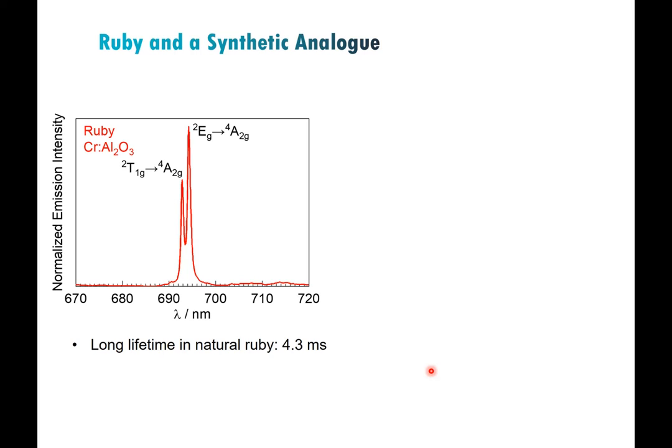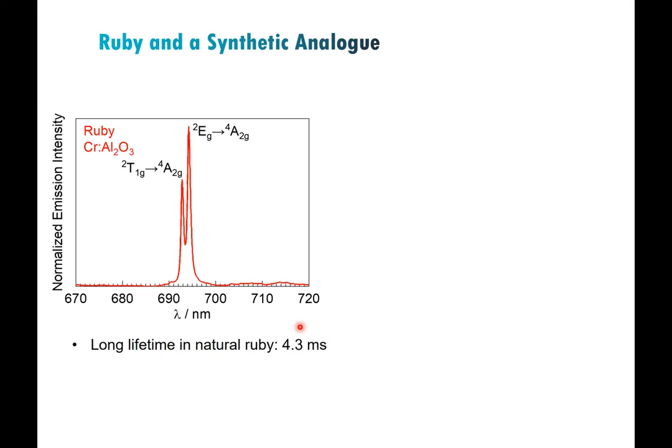It's very sharp because it's a solid state material. We'll talk about another class of solid state materials a little bit later. So you don't have solvent causing line broadening as you do when you study things in solution. You don't have any vibronic structure or any charge transfer states involving ligands. So you get very sharp bands in ruby. And again, there's two of them because there's two doublet excited states that are close together that both decay to the quartet ground state. And natural ruby has an exceptionally long lifetime of 4.3 milliseconds. And this would be classified as phosphorescent.